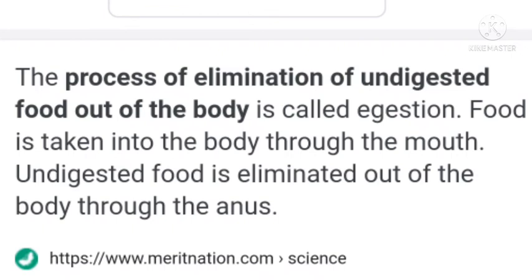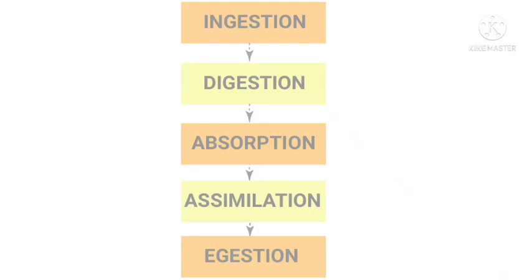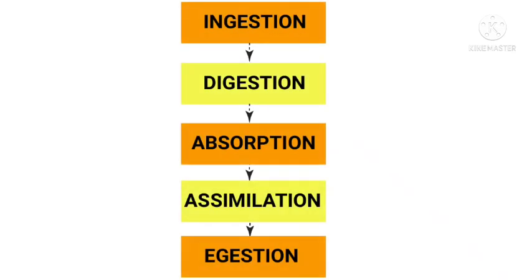I hope it is clear to you now. The whole digestive system is clear to you. The basic steps involved in digestion are clear to you. We have completed all the 5 steps that are involved in digestion. So now read it yourself from your book, and if there is any difficulty, you can ask me. Thank you so much.